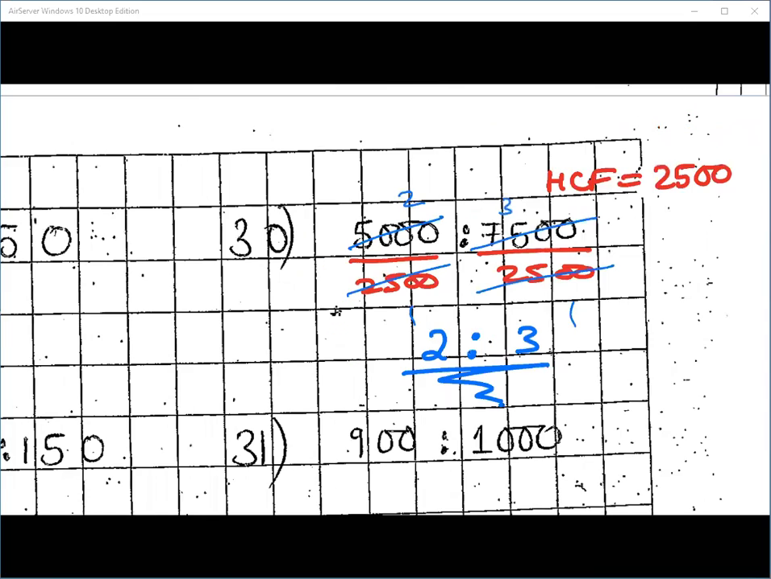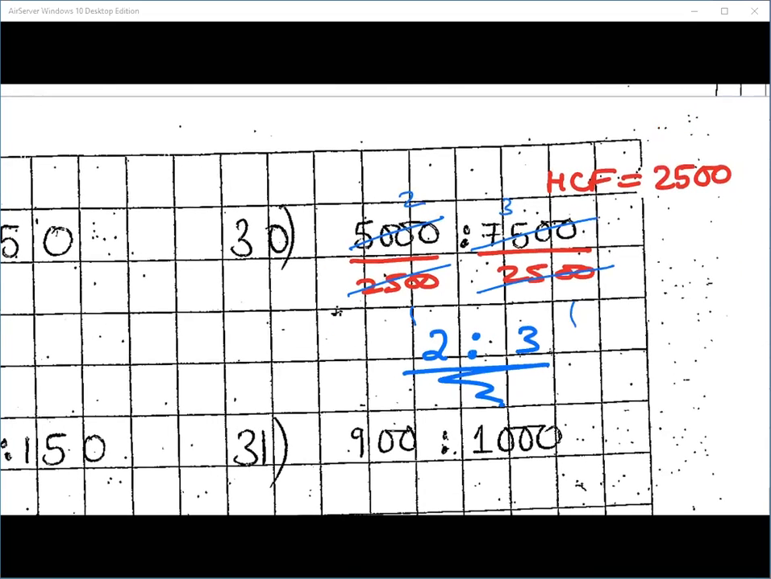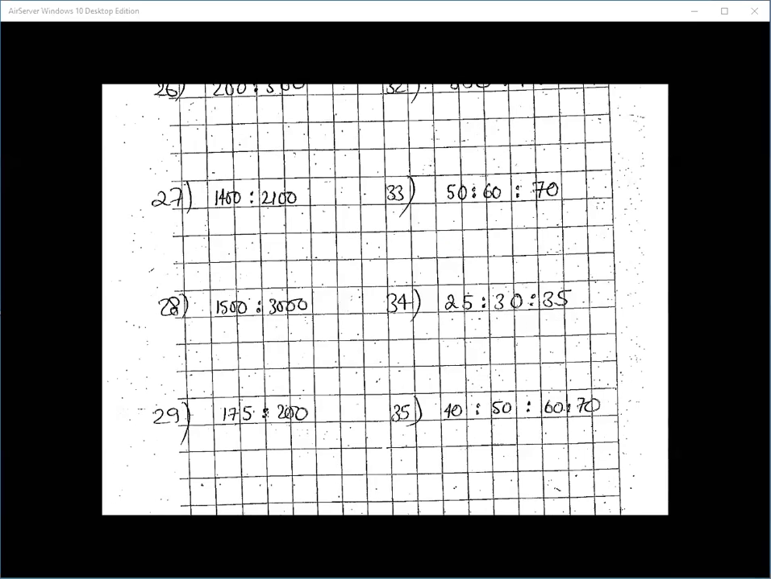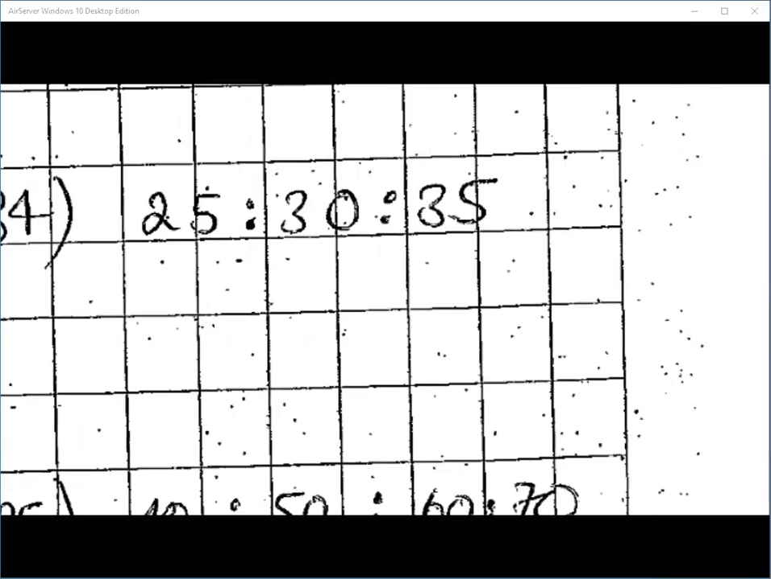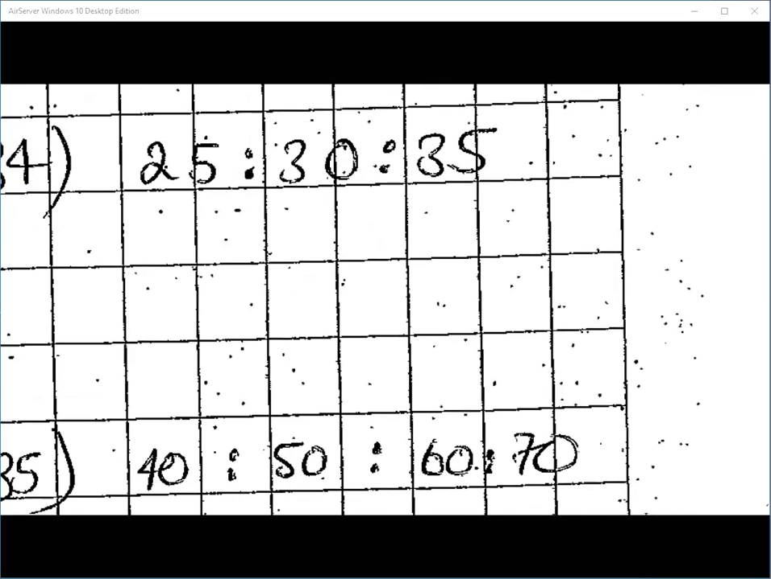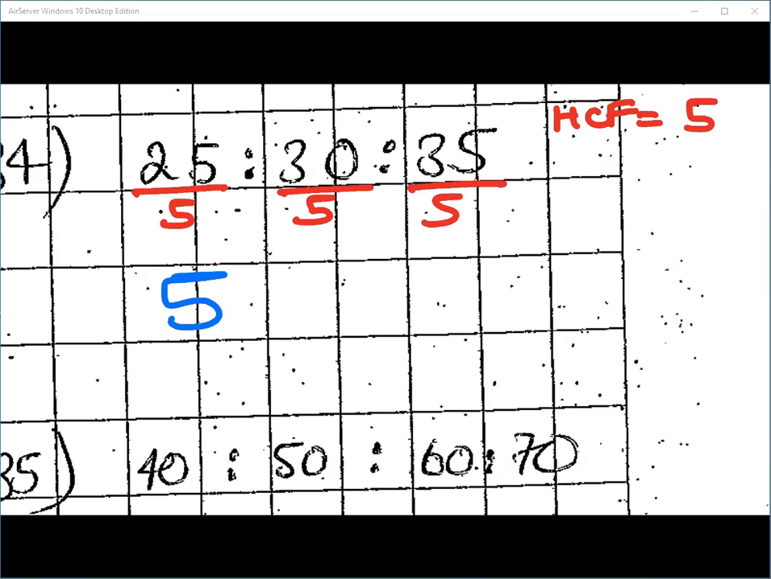Okay, lovely, done. So whether the numbers are big, the numbers are small, even if we have triple numbers here. So you have 25, 30, 35. What's our highest common factor? 5. Well done. So we divide that by 5, we divide that by 5, we divide that by 5. 5, 6, 7. So the answer is 5, 6, 7. You know you finish when you can't cancel anymore.